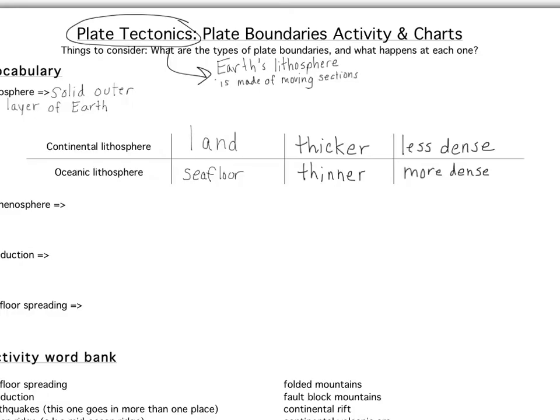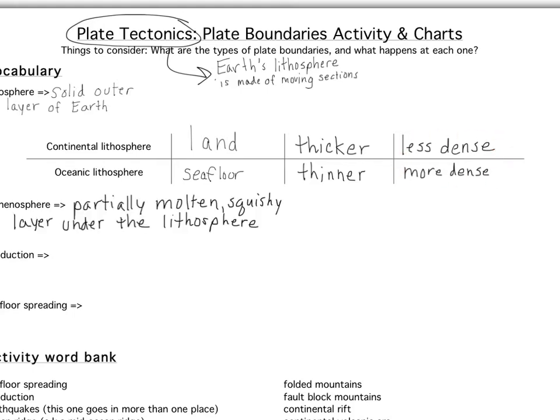So with continental lithosphere being land, oceanic lithosphere being seafloor, then knowing that they're thicker and thinner will help you to label these things in diagrams, but also to draw them in diagrams. If you're representing like a side view, profile view of these things, draw your continental stuff thicker. The oceanic, draw it thinner. Then when we get into talking about subduction, we'll talk about the significance of being less dense and more dense.